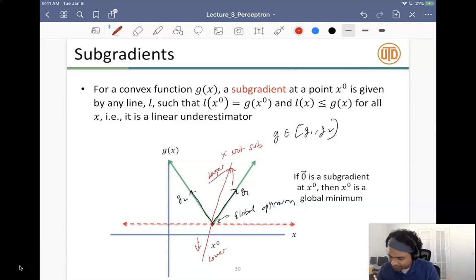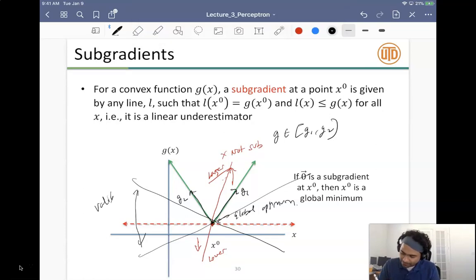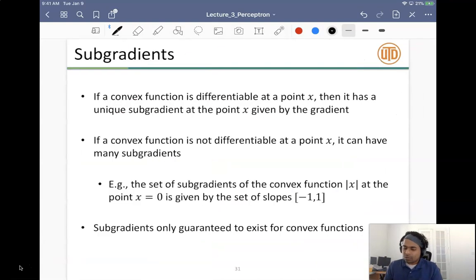But all of these subgradients, so if I have a subgradient like this or a subgradient like this, they should all pass through that point, right? All of these are valid subgradients. Okay, awesome. So basically a convex function is differentiable if it has a unique subgradient, right? A differentiable convex function has a unique subgradient, and that is exactly the gradient, right? So it's a single gradient or subgradient, right?